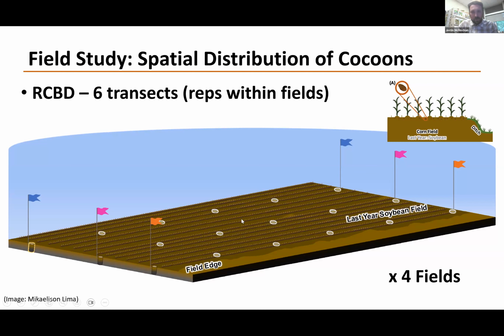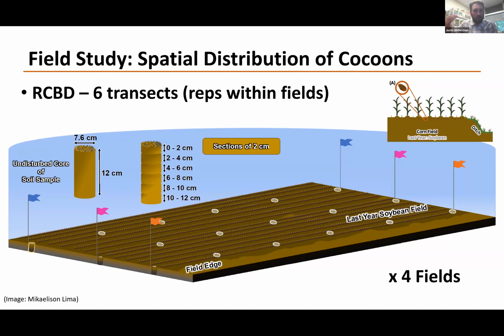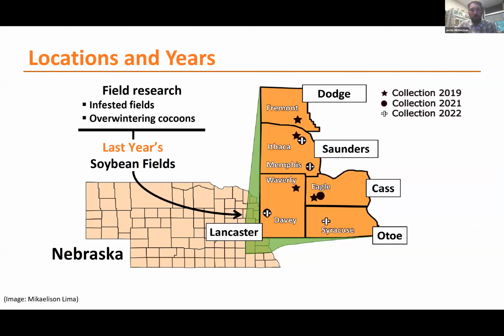So this is last year's soybean field and those samples that were taken at each one of those locations. So we pulled an undisturbed core, about 7.6 centimeters by 12 centimeters, and then we divided that core up into several different sections, as you can see here, that were processed separately to determine if cocoons or larvae were present in each one of those layers, all the way down to 12 centimeters. This was conducted at a number of different sites, and you can see that the sites varied between years, with some sites having an overlap and others not. But we did this in 2019 all the way through 2022.